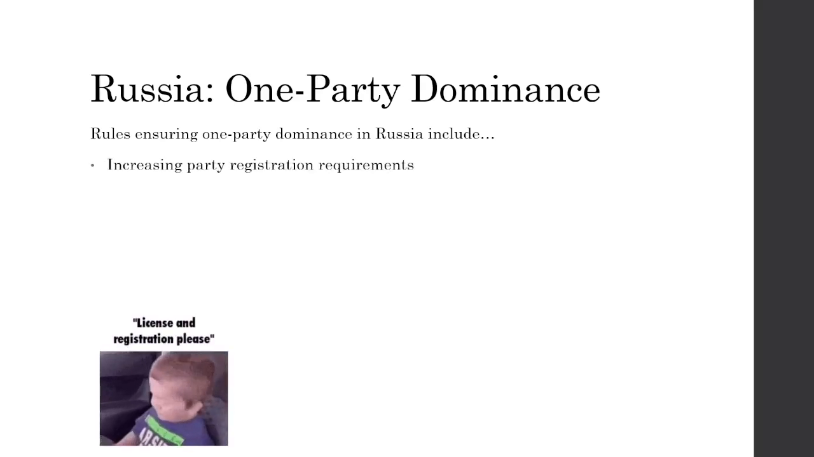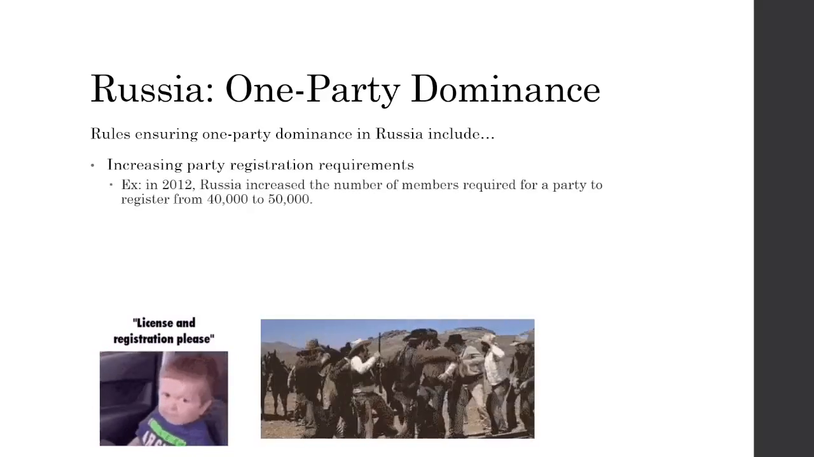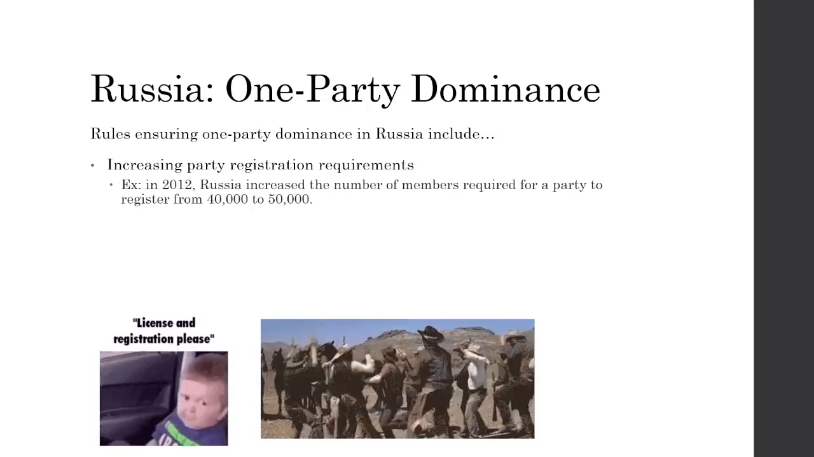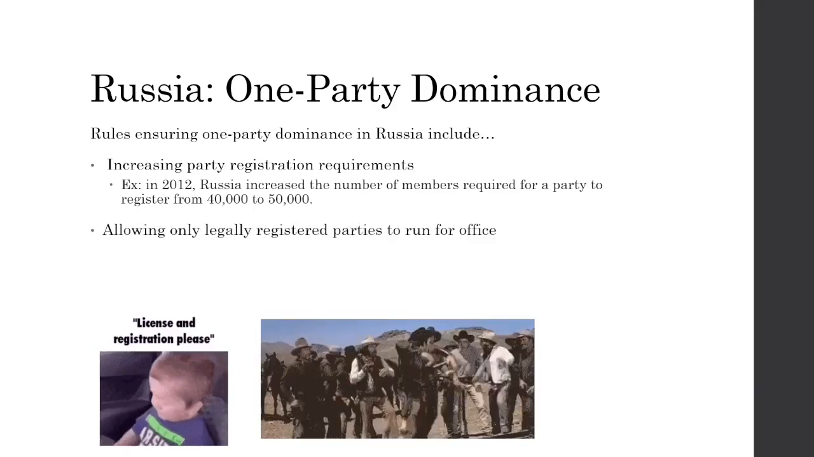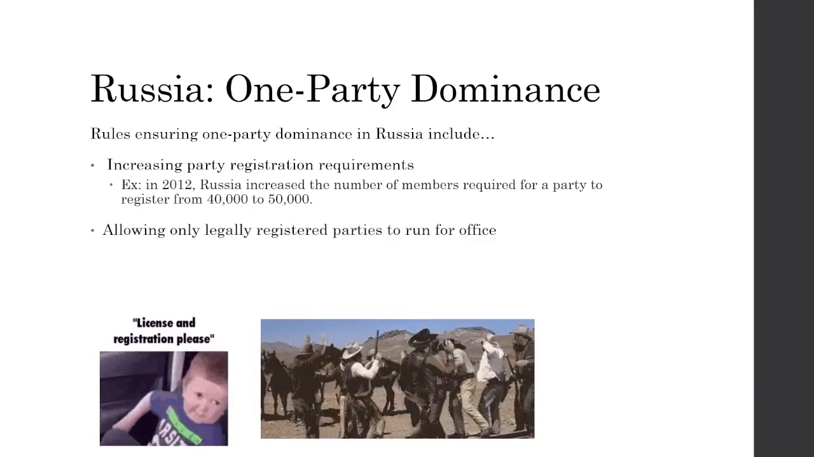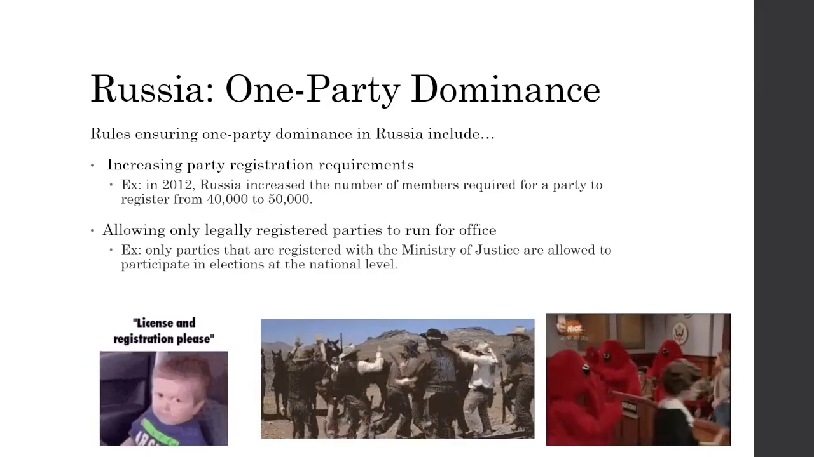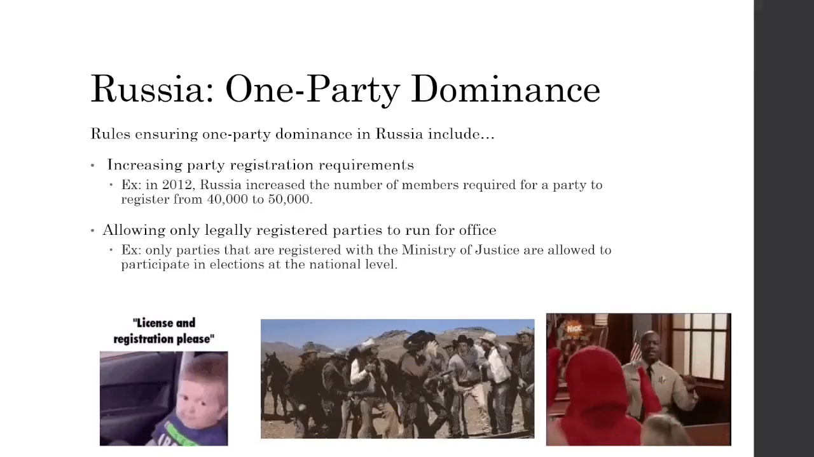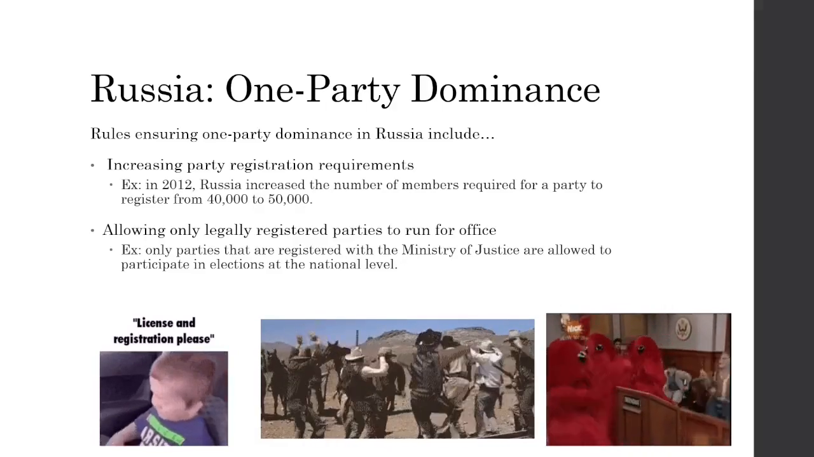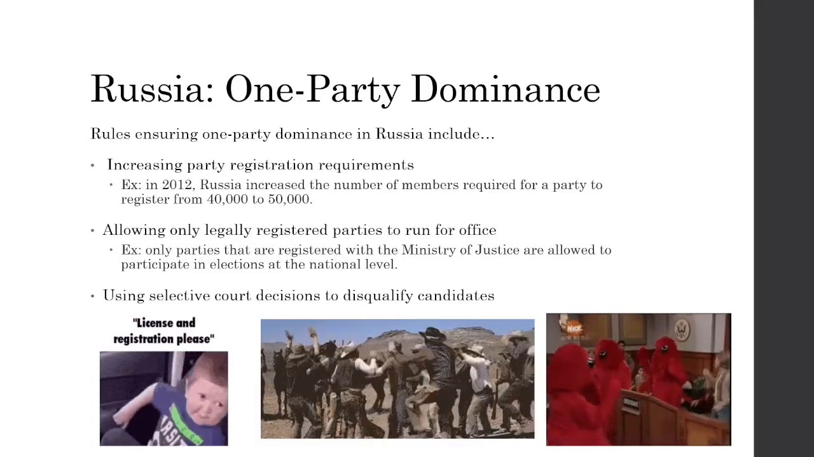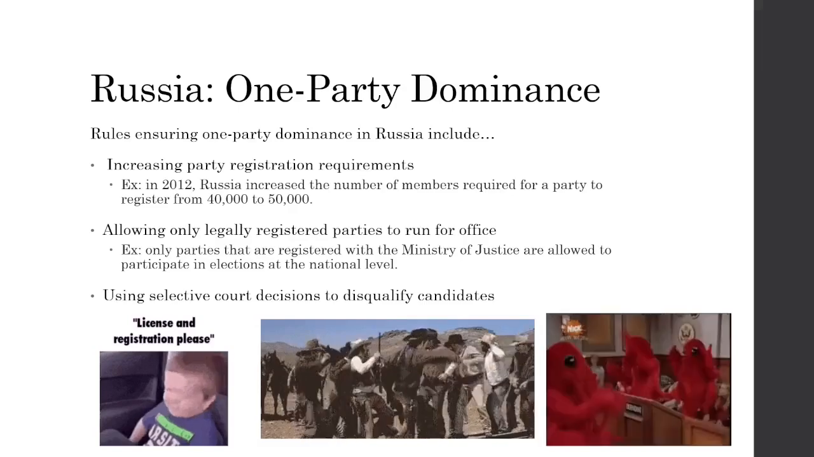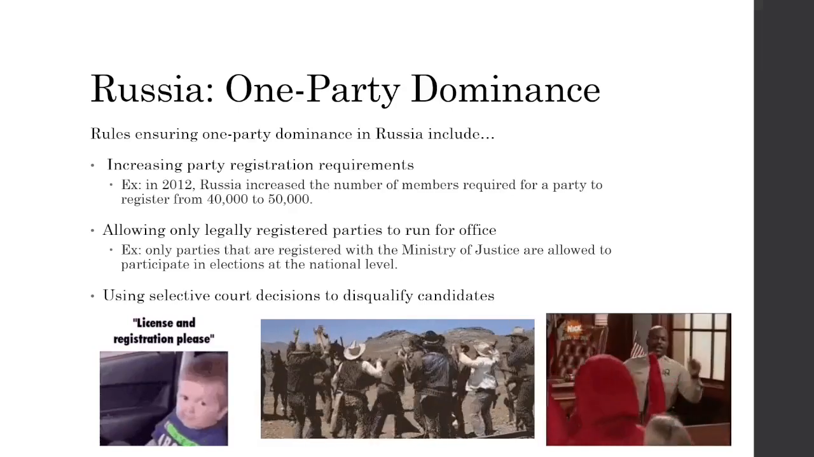In Russia, let's talk a little bit more about the rules ensuring a one-party dominance in the country. So they increase party registration requirements to make it harder for parties to run. So in 2012, they increased the number of members of a party to be 50,000 and over 40,000, which is a 25% increase. They allow only legally registered parties to run for office. So, for example, only parties that are registered with the Ministry of Justice are allowed to participate in elections at the national level. So you have to go through a lot of steps to get there. They use selective court decisions to disqualify candidates as well, so the law can get in the way of someone running for office.